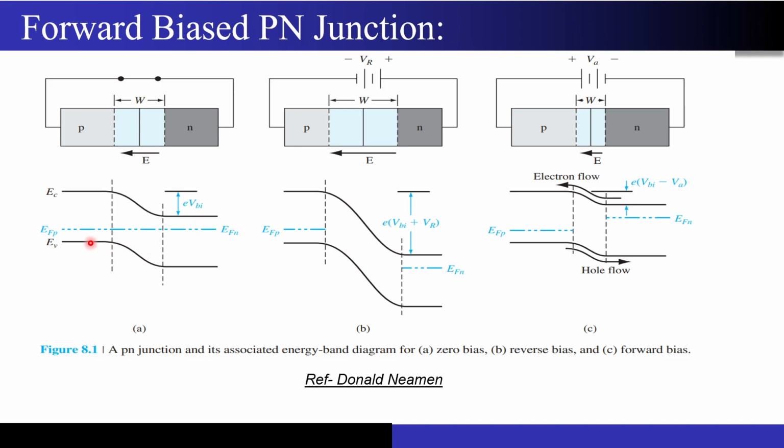There is no net current flowing, so that's why your EF has to remain constant, right? And this bending that happened in the EC, it happened only because of the built-in potential of this PN diode, right? So now this is the bending that happened.